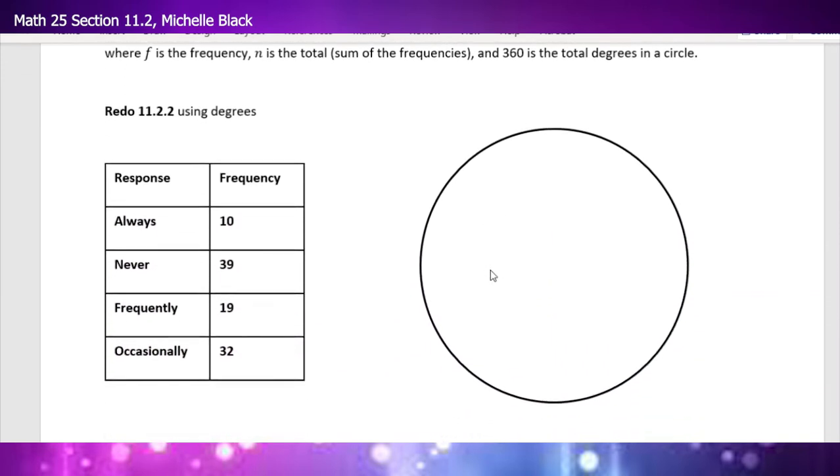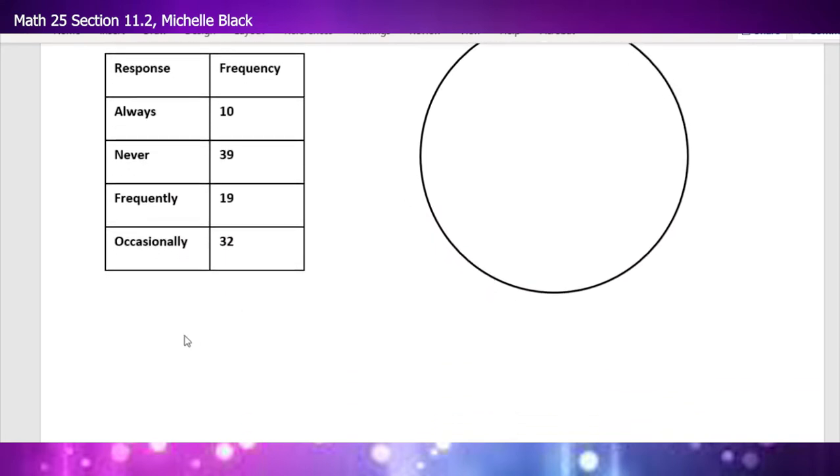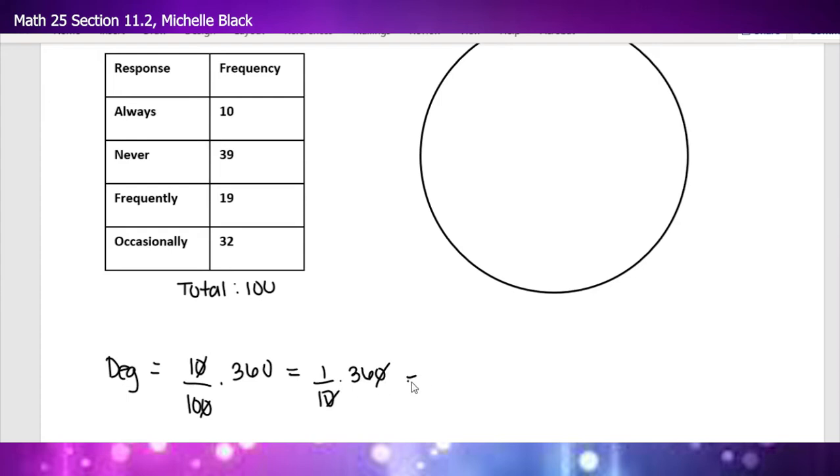So let's try the exact same problem again using degrees. Well, according to our formula, to find the degree, you need to do the frequency, which for our first category is 10, divided by the total, which remember this adds up to 100, multiplied by 360. I'm going to simplify a little bit before I start, so I'm going to get rid of the 0 here. And notice both of these also end in 0, so I'm really just left with 36 degrees.